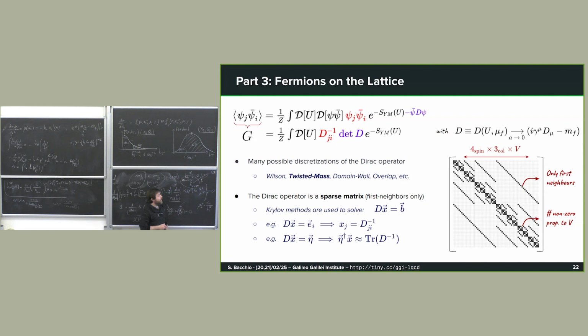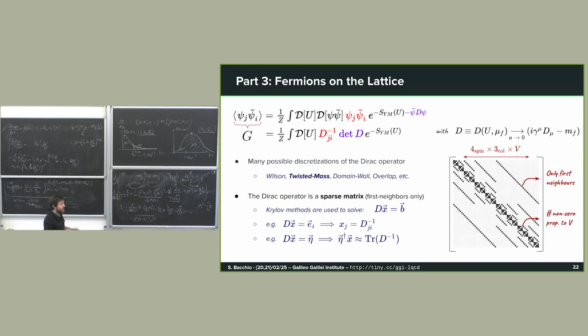Okay, but it's something that is, at the end of the day, a matrix. It's just a matrix. It's nothing. It does not depend anymore on the fermionic fields, but only on the gauge field. All right, so this is a matrix that describes how a quark propagates. It's a very interesting matrix, okay?